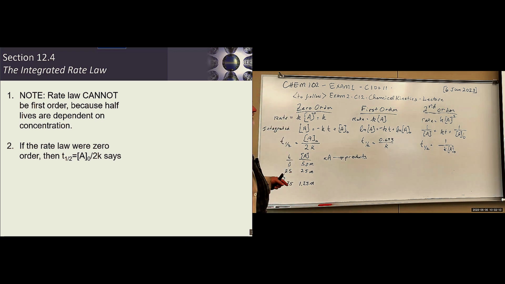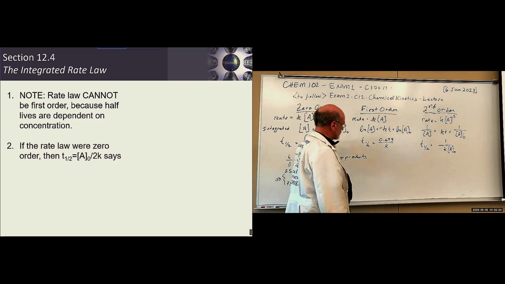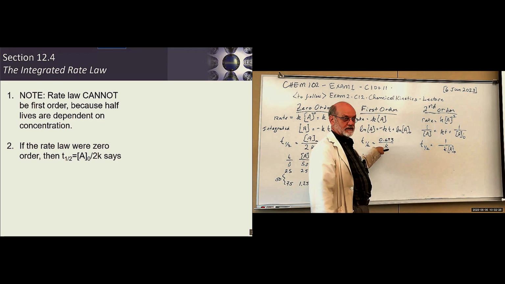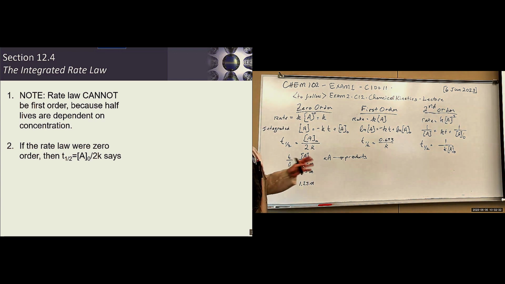The rate law cannot be first order because of concentration, right? This is a different half-life than that one. And the half-life of this one depends on concentration. The half-life of this one depends on concentration, but that one doesn't. So we can eliminate first order. We don't even have to look at first order. We can't be first order.